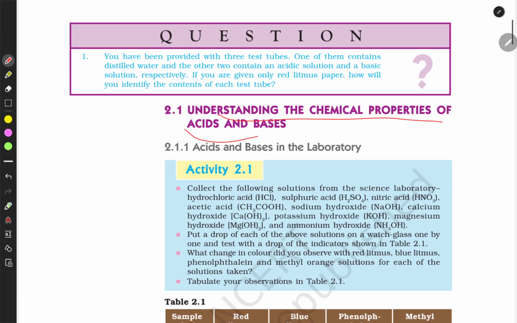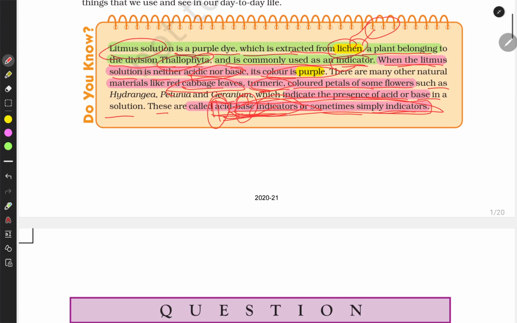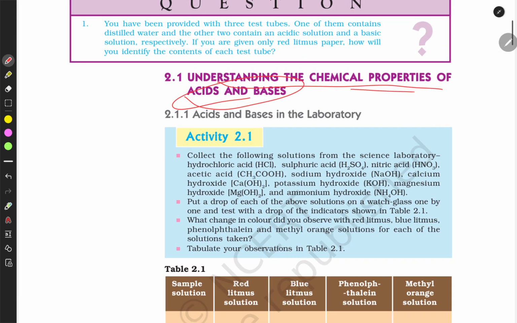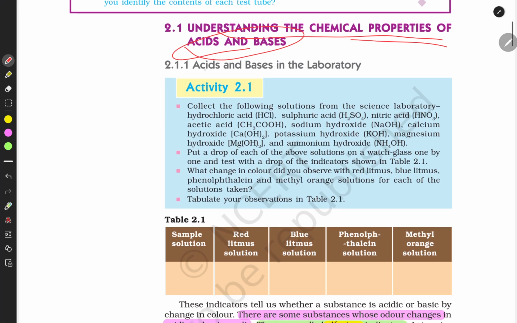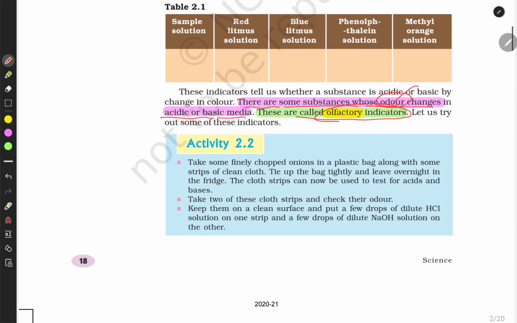Now let's understand the chemical properties of acids and bases. We have discussed what acids and bases are and how we can identify something as acid or base with the help of indicators. Now learn about the chemical properties of acid and base in the laboratory. There are some substances whose odor changes in acid and base media. These are called olfactory indicators, which change the odor. Odor is a smell.